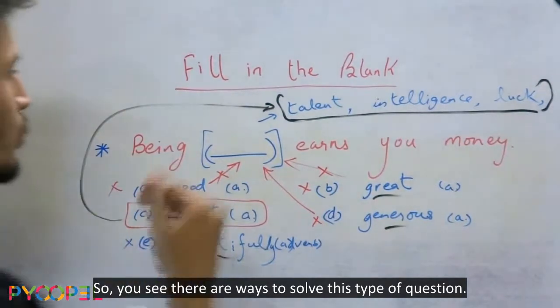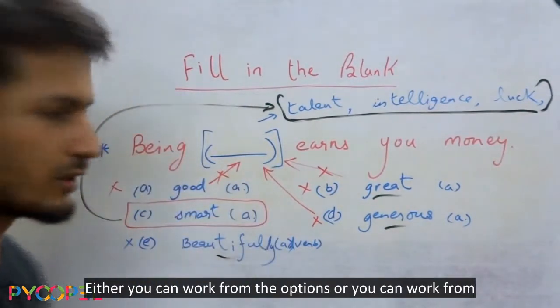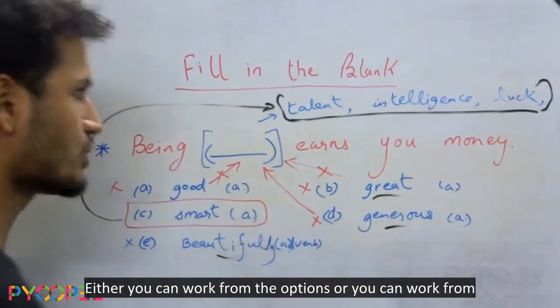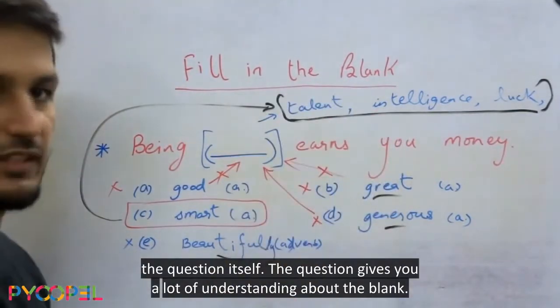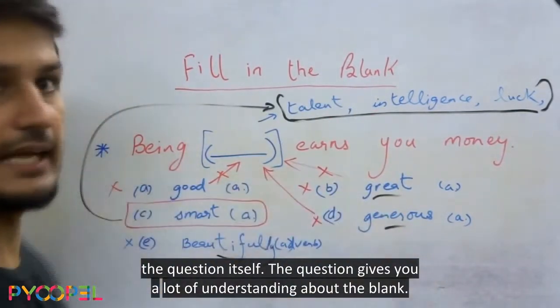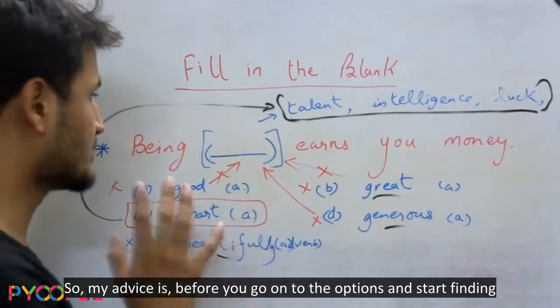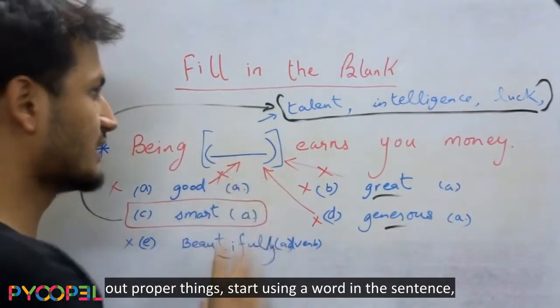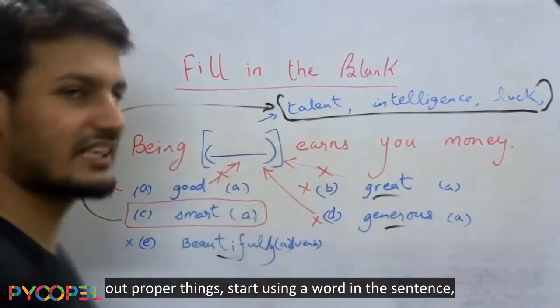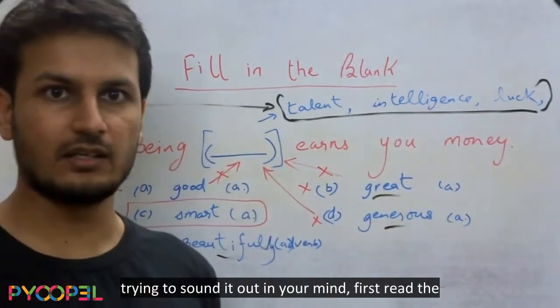So you see, there are ways to solve this type of question. Either you can work from the options or you can work from the question itself. The question gives you a lot of understanding about the blank. So my advice is, before you go on to the options and start finding out proper things, start using a word in the sentence and try to sound it out in your mind.